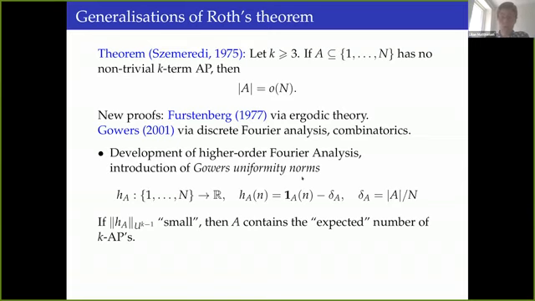And now Gowers uniformity norms are constructed in such a way that the following holds. If this balanced function h sub A has a small uniformity norm of order k minus 1, then A contains the expected number of k-term arithmetic progressions. I will say in a moment what expected is. So if the uniformity norm of this centralized version of the indicator function is small, we will find arithmetic progressions, and we will not only find one, but the expected number of them. This is not so difficult to establish.